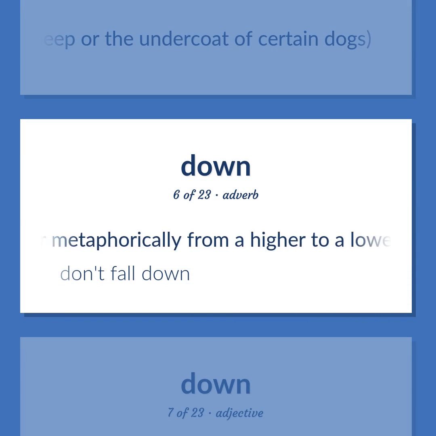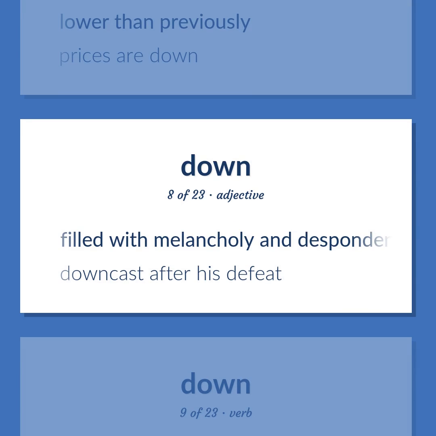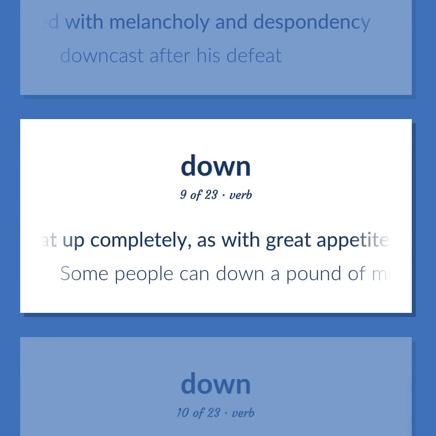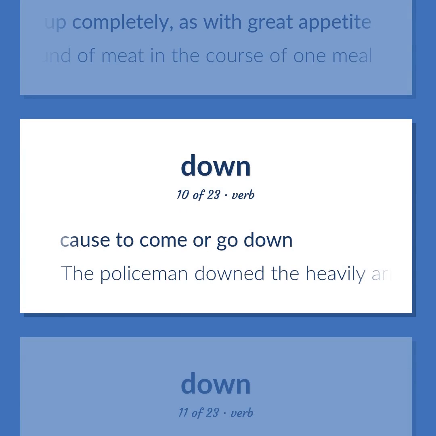Spatially or metaphorically from a higher to a lower level or position. Don't fall down. Lower than previously. Prices are down. Filled with melancholy and despondency. Downcast after his defeat. Eat up completely, as with great appetite. Some people can down a pound of meat in the course of one meal. Cause to come or go down. The policeman downed the heavily armed suspect.